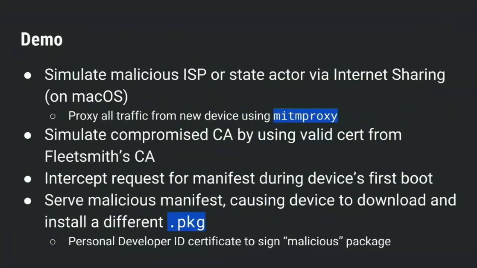And with that, we'll go to our demo. While we get set up, I'll go over the details of this. We're going to simulate a malicious ISP or a state actor by using macOS's internet sharing, as finicky as it is. We're going to be proxying all the traffic from a brand new device using a man-in-the-middle proxy. We're going to simulate a compromised CA by using a valid cert that we created from Fleetsmith CA. And we're going to intercept the request for the manifest as the device first boots. And rather than provide the Fleetsmith agent, we're going to be serving a malicious manifest that will download a mysterious other application and install its package.